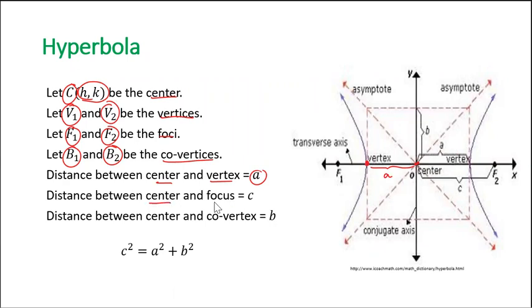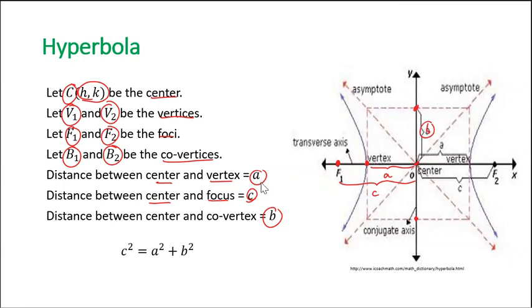Now, the distance between the center and one of the foci is small c. So if this is one of the foci and this is the center, then the distance between these 2 points is small c. Now, the distance between the center and one of the co-vertices is small b. In this particular hyperbola, we call these points the co-vertices. Now, in a hyperbola, the co-vertices are not on the hyperbola, meaning those 2 points do not lie on the hyperbola. However, the distance between these co-vertices and the center is small b.